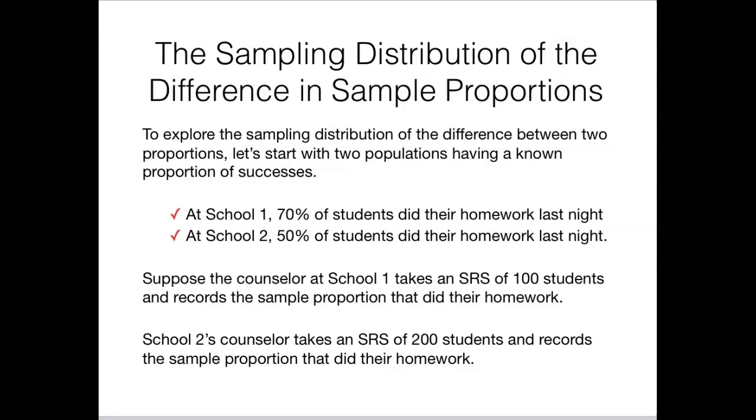And suppose the counselor at school one takes a simple random sample of 100 students and records the sample proportion that did their homework, and school two's counselor takes a simple random sample of 200 students and records the sample proportion of students that did their homework. Now, because it's a sample, at school one, we're not necessarily going to get exactly 70% of those 100 students. There's maybe going to be some variability. It could be above or below that. Same at school two. Not necessarily going to be exactly 50% of those 200 students.